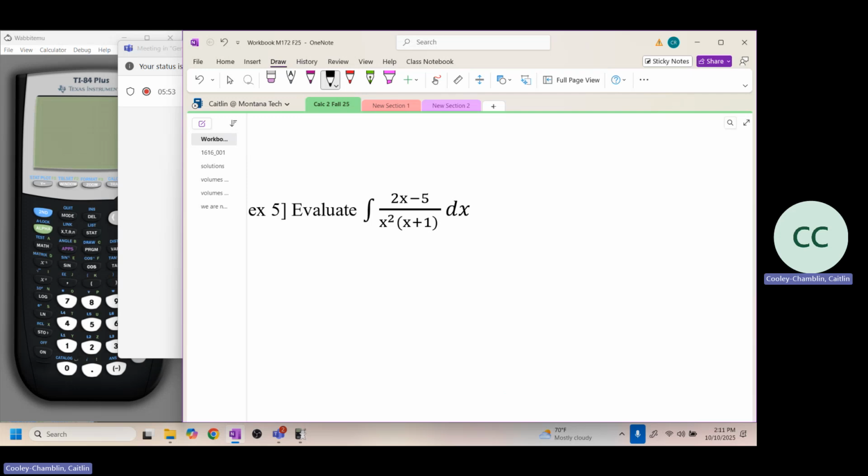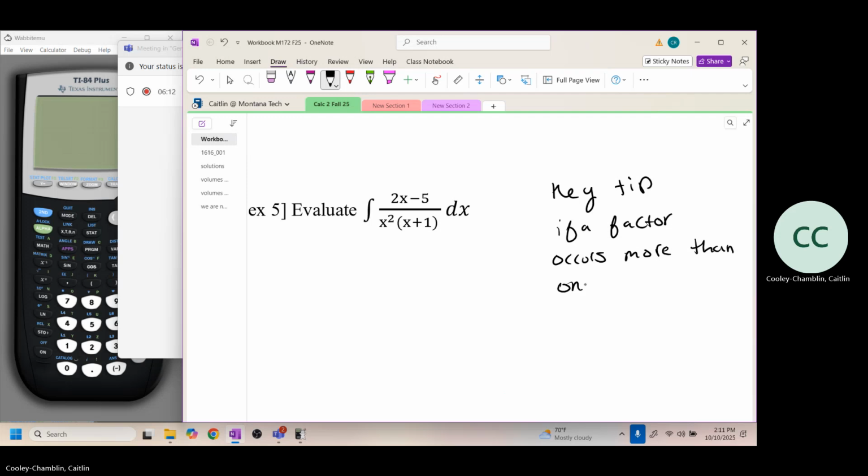So what we do, key tip, if a factor appears twice, let's say more than once, we need a fraction for all possible powers.